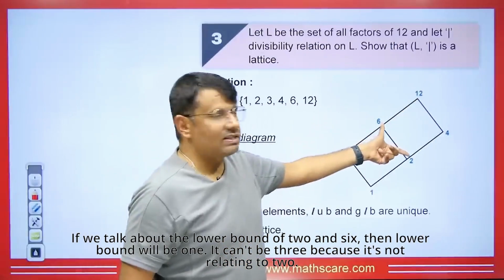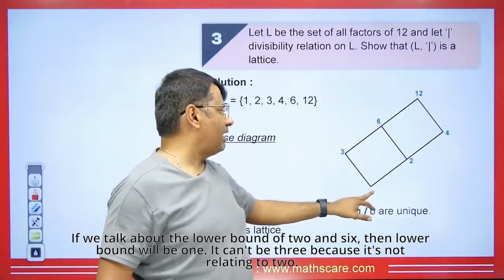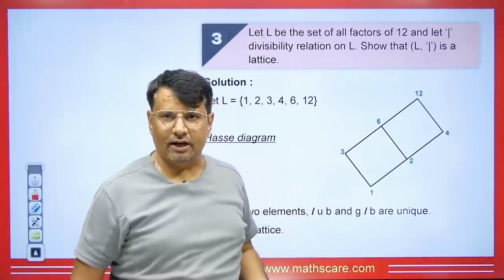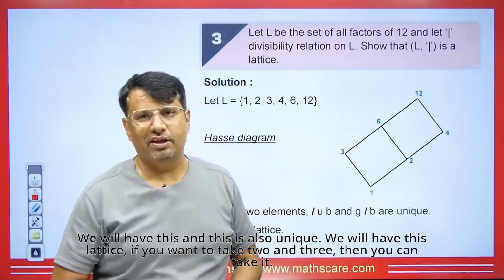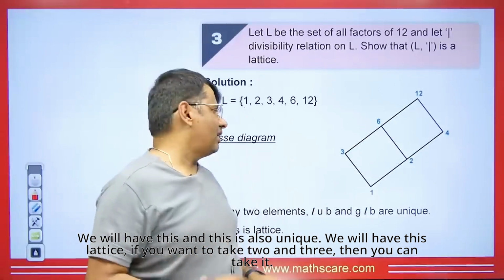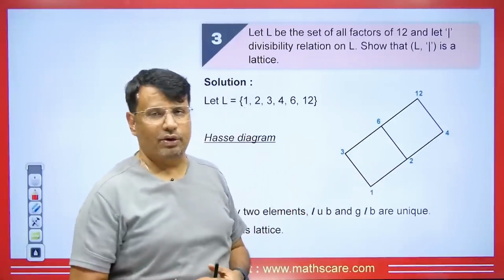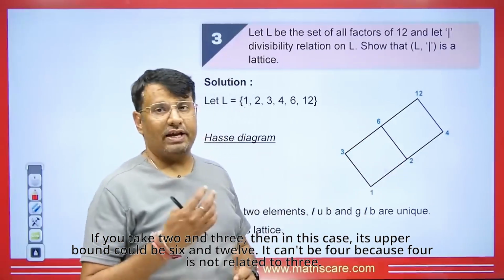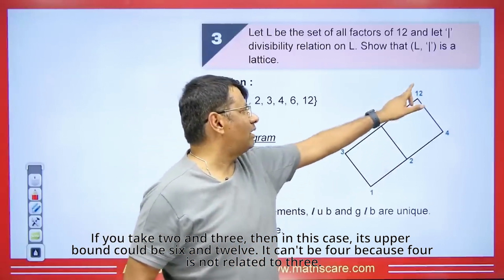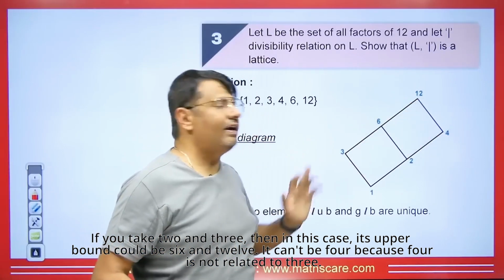If we talk about the lower bound of 2 and 6, then the lower bound will be 1. It can't be 3 because it's not relating to 2. We'll have this, and this is also unique. We'll have this lattice. If you want to take 2 and 3, then in this case, its upper bound could be 6 and 12. It can't be 4 because 4 is not related to 3.